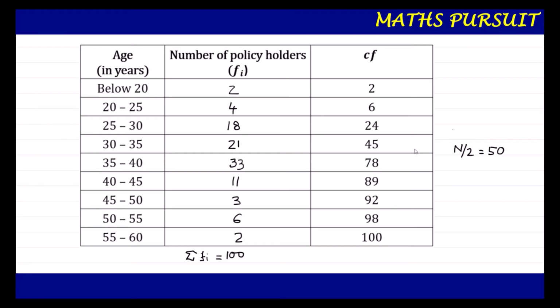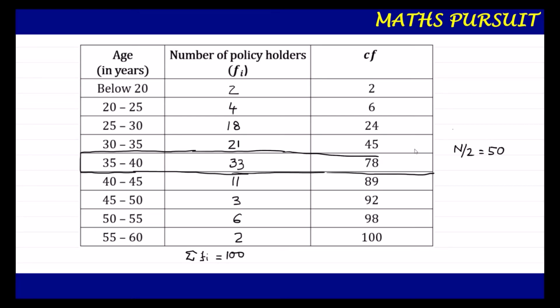So the median class is going to be the row with 78. The median class here is the row whose cumulative frequency is just more than n by 2. We got n by 2 as 50, and the number which is more than 50 is 78 here. So this particular row is going to be our median class row, the cumulative frequency row where the figure 78 lies.